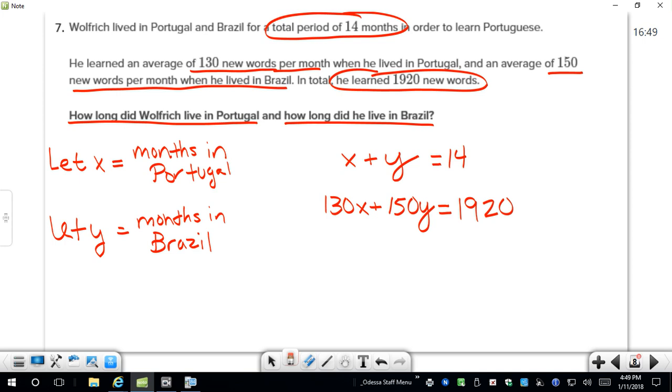So, guys, remember, this is probably the hardest part for most of us, is setting up these equations. But now that we have them, we simply need to ask ourselves, what is the best algebraic method for us to solve this?